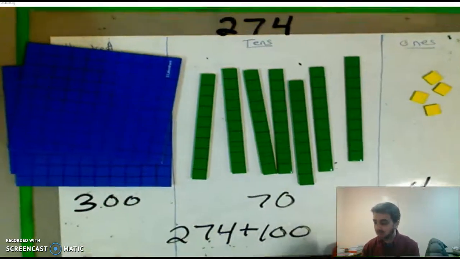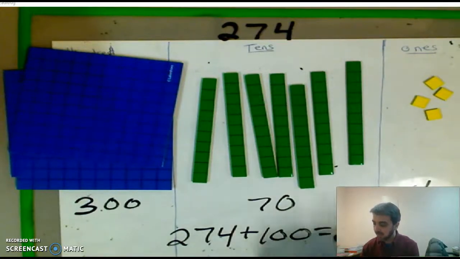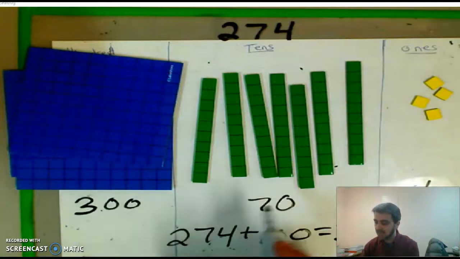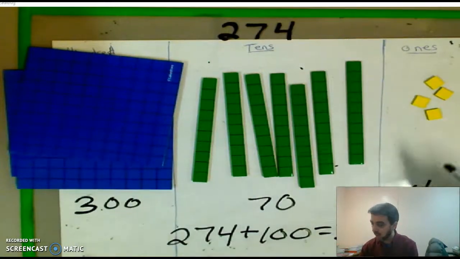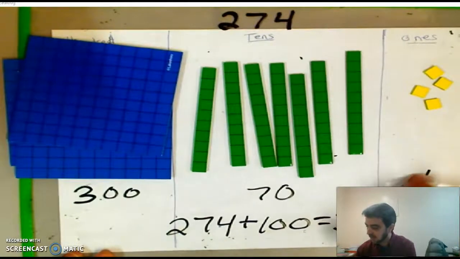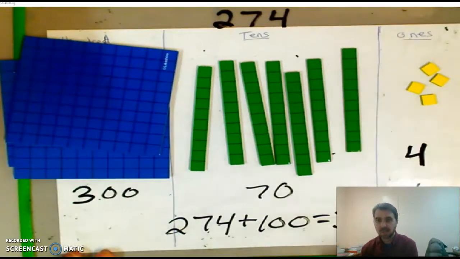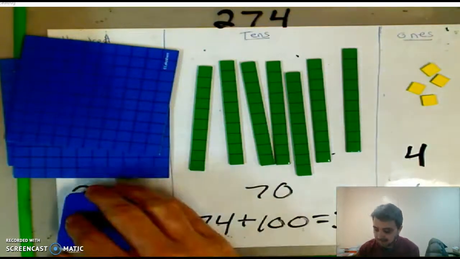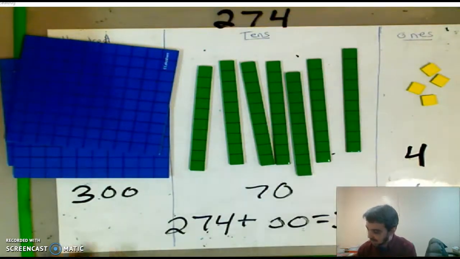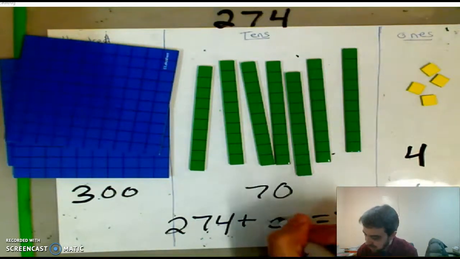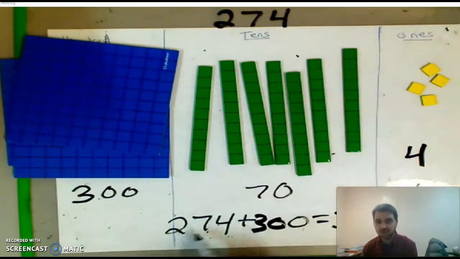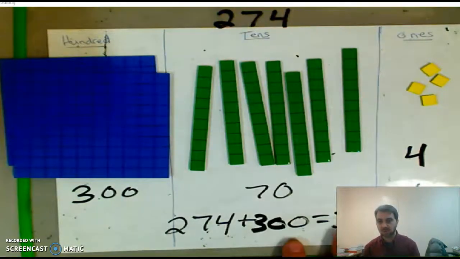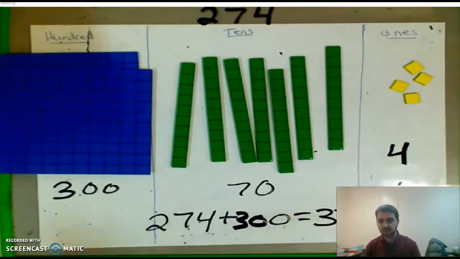So now my number is not 274, it's 374. I have 374. Okay, let's put that 4 here so you can see it. Now I have 374. Let's say I added 300 to it. So 274 plus 300.